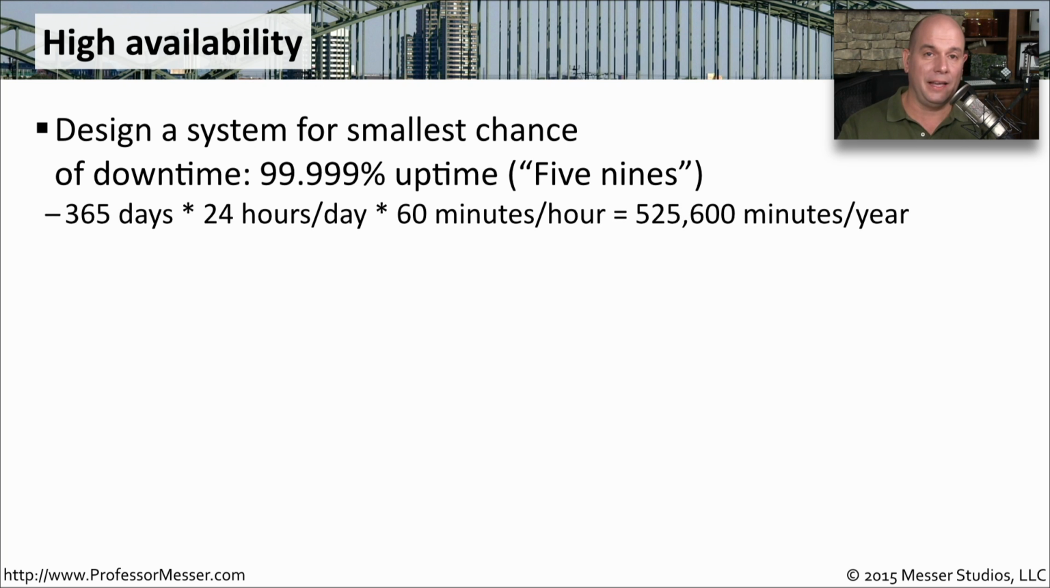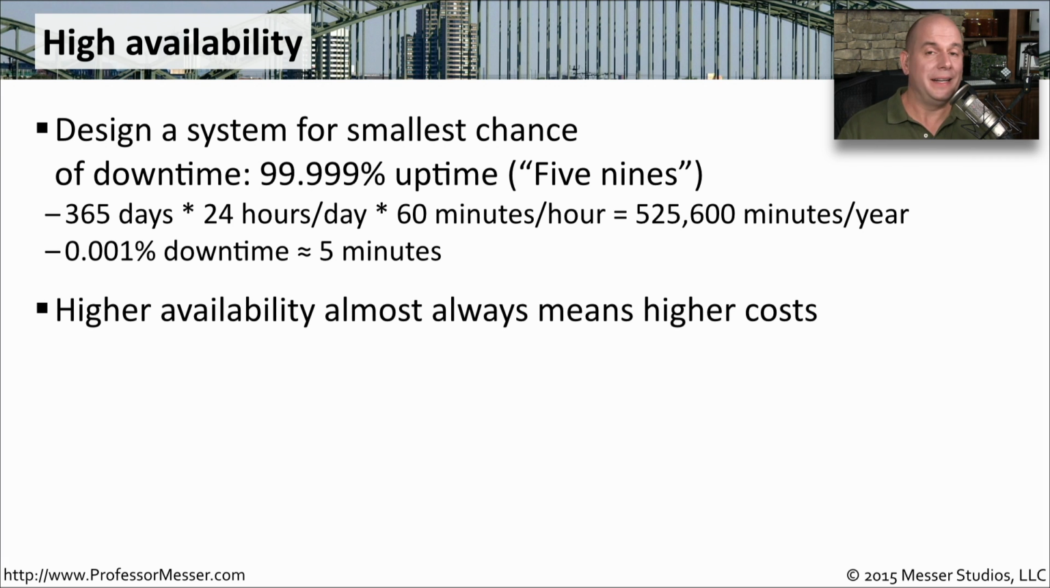If you perform the calculations of that for 365 days at 24 hours a day at 60 minutes for every hour, you've got 525,600 minutes in a year. So 99.999% uptime means that you can only be down for about 5 minutes of time for the entire year to really say that you have 5 nines of uptime.